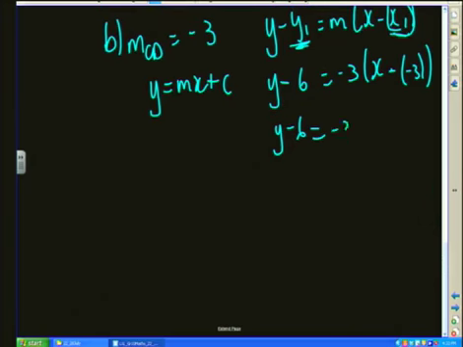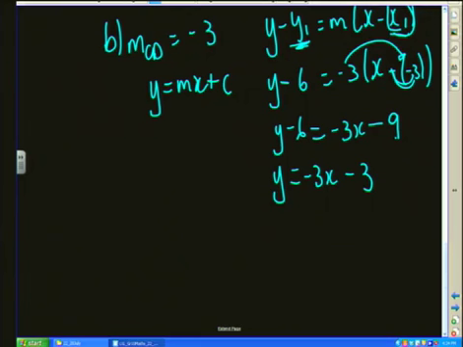is equal to minus 3x. Minus times a minus is a plus 3. Take the negative, multiply it through. So plus 3 times negative 3 is going to give me negative 9. All right. Take the 6 over to the other side, so I get minus 3x minus 9 plus 6 will give me minus 3. All right, and that's the equation of line CD.